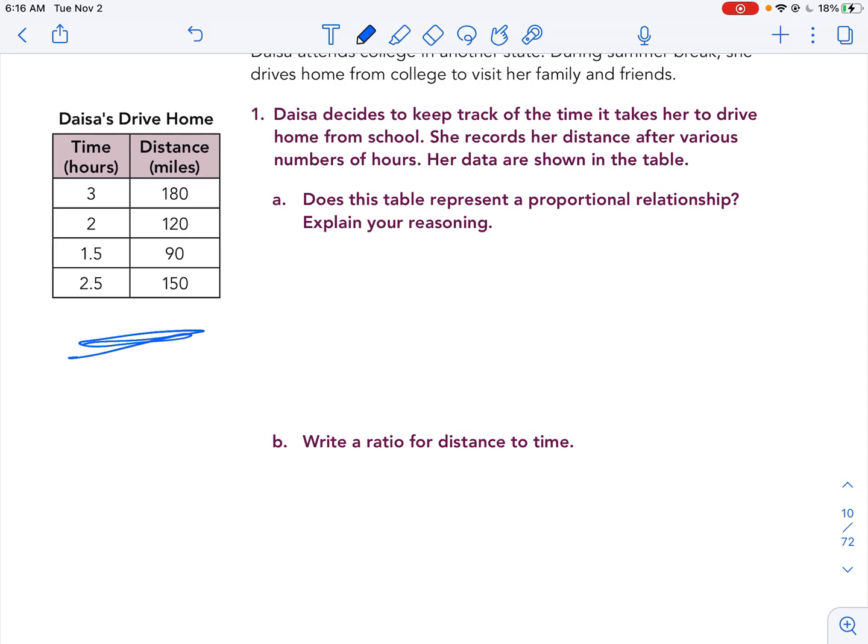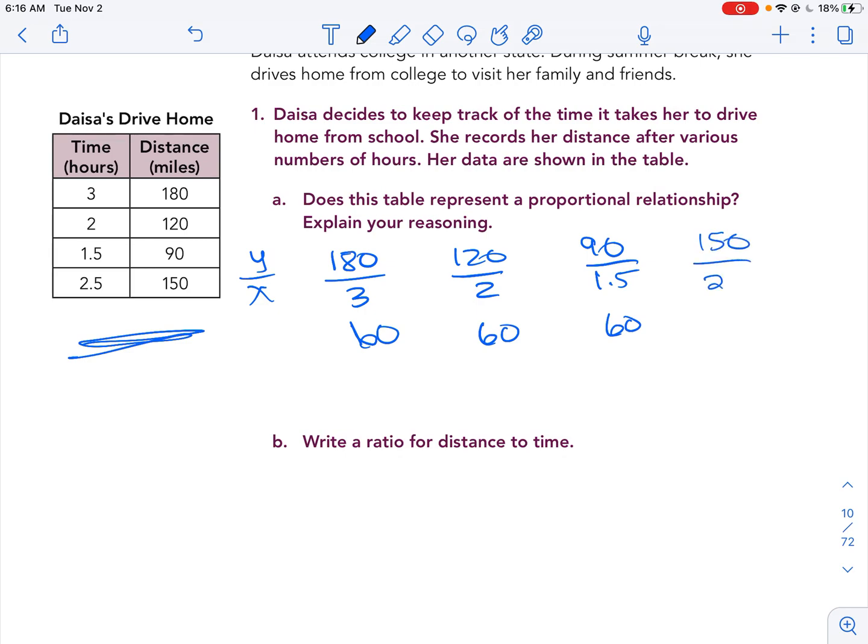So, in order to do proportional relationships, remember it has to be y over x. And it would have to be constant. It has to be the same every time. So I take 180 and I divide it by 3. When I take 180 divided by 3, I'm going to get 60. Then I'm going to take 120 and I'm going to divide it by 2. What do I get? 60. I'm going to take 90 and divide it by 1.5. If you put that into the calculator, you would get 60. 150 divided by 2.5, and you would get 60.